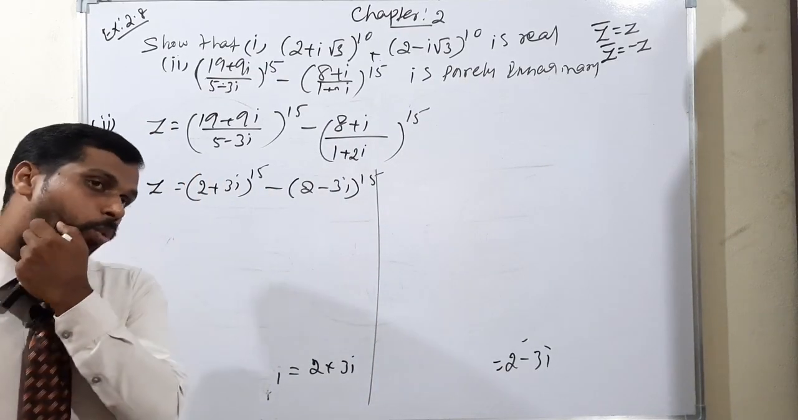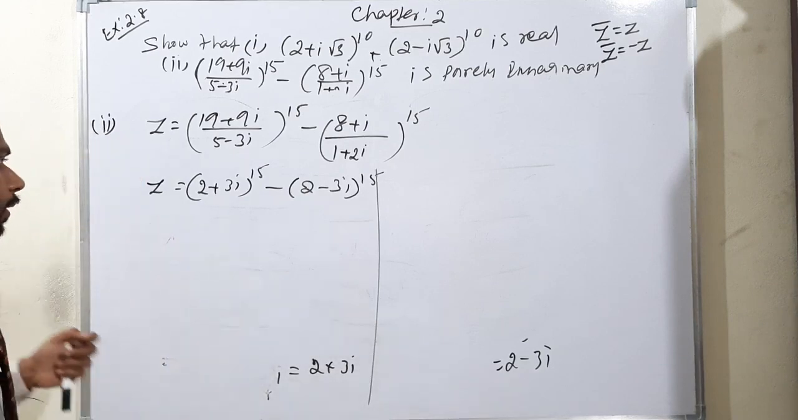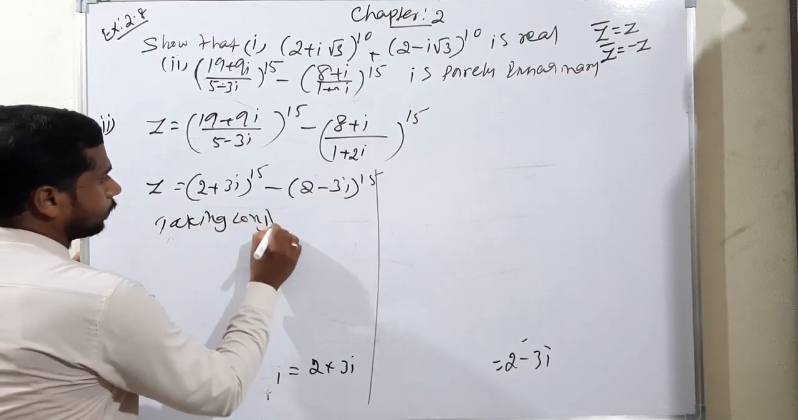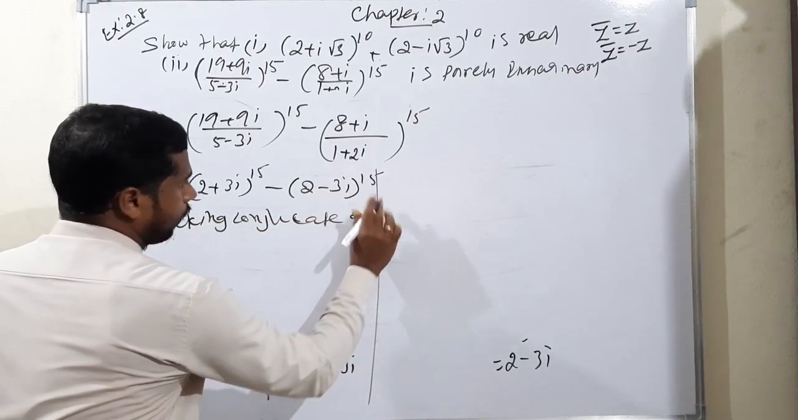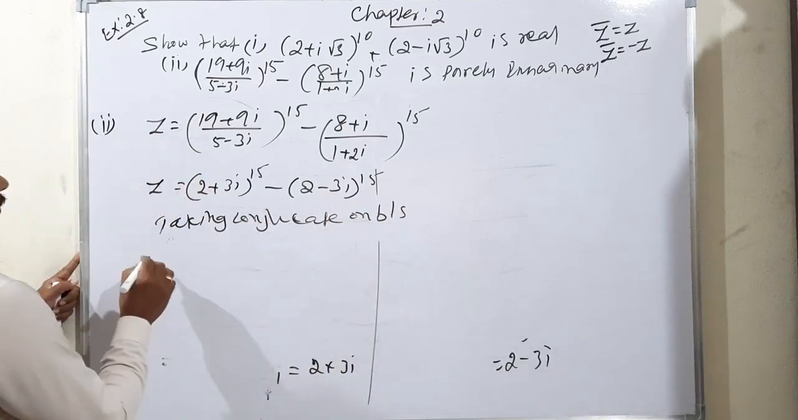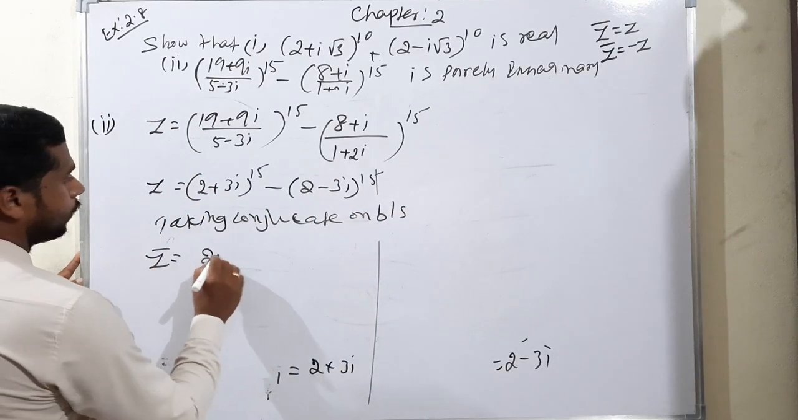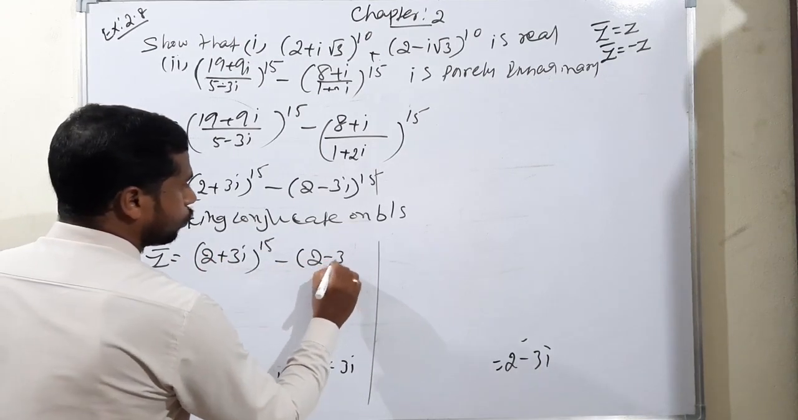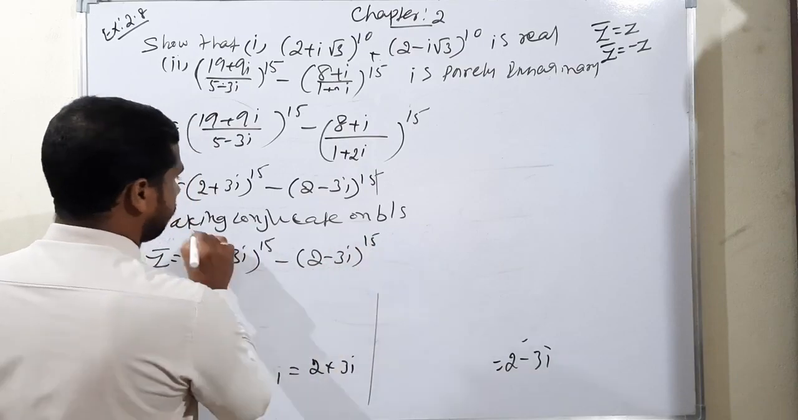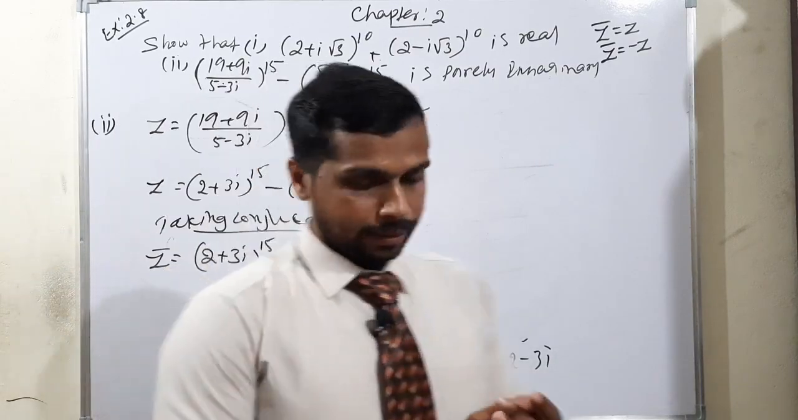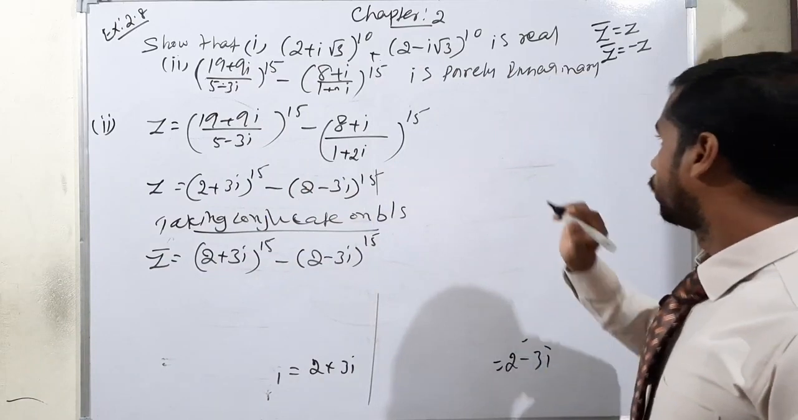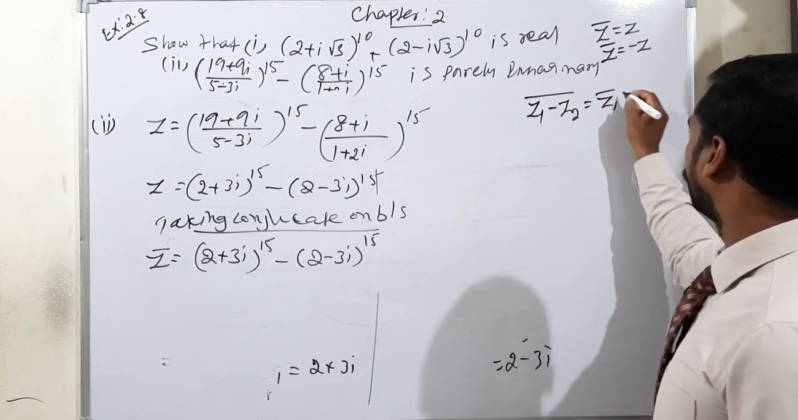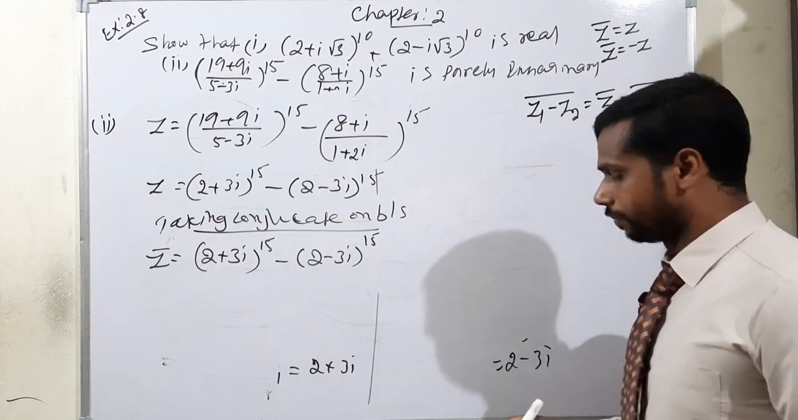What we have done in subdivision 1? Taking conjugate on both sides, isn't it? So taking conjugate on both sides, Z bar is equal to 2 plus 3i the whole power 15 minus of 2 minus 3i the whole power of 15, conjugate. This is negative, isn't it? The same property, the conjugate property: Z1 minus Z2 the whole bar is equal to Z1 bar minus Z2 bar.